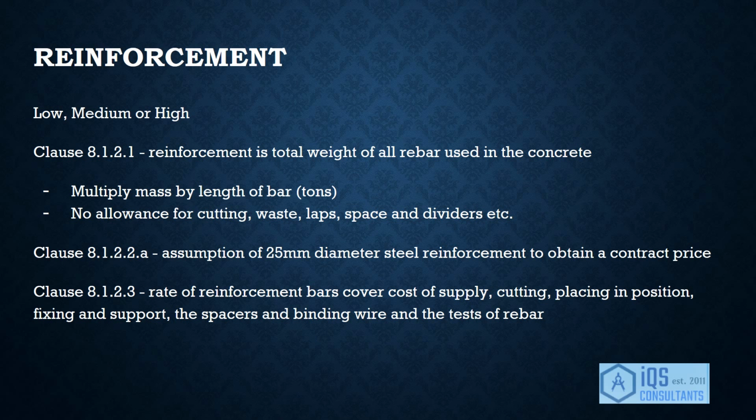The diameter of steel reinforcement is assumed to be 25 mm diameter just to obtain an estimate for the purpose of obtaining a contract price. The diameter of rebar used in this project was stated as 10 mm and 12 mm diameter. The unit rate of reinforcement is discussed in clause 8.1.2.3 and states that the rate of reinforcement bars covers the cost of supply, cutting, bending, placing in position, fixing and support, the spacers and binding wire, and the test of the rebar.